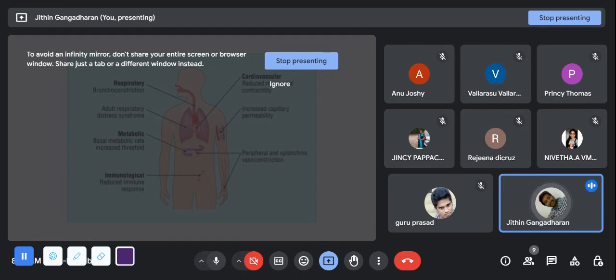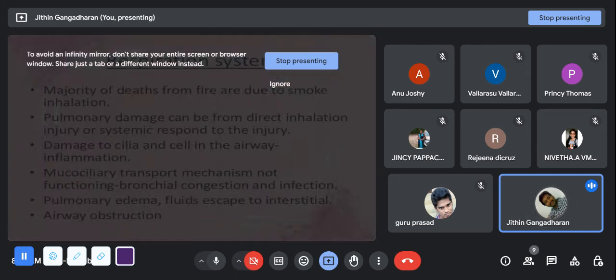What about the cardiovascular system? The myocardial contractility will be reduced. Decreased cardiac output, right? Then increased capillary permeability, then peripheral vasoconstriction will be there. Then immunological response. Definitely there will be a decreased immunological response because skin is the primary area which prevents these things. Kindly understand, when there are burns there will be airway obstruction.